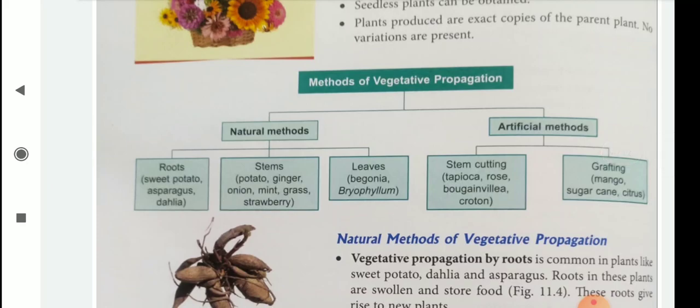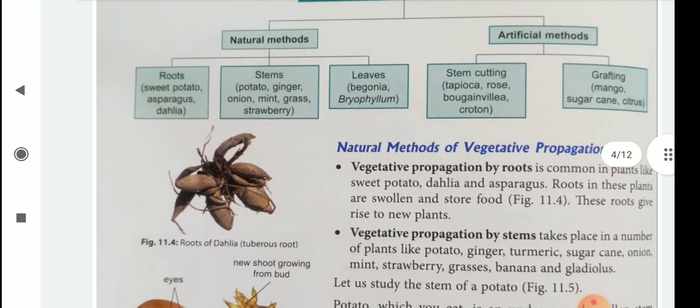Then vegetative propagation, children, has two types, natural method and artificial method. The natural method is again divided into three types, roots, stems and leaves. And the artificial method is divided into two types, that is stem cutting and grafting. So first of all we discuss natural methods. Vegetative propagation by roots is common in plants like sweet potato and dahlia. The roots in these plants are swollen and store food. These roots give rise to a new plant.